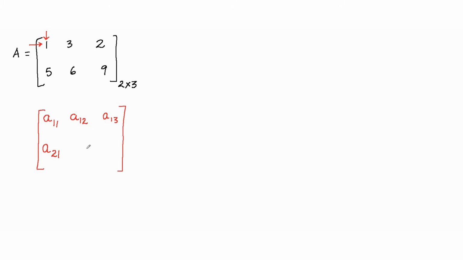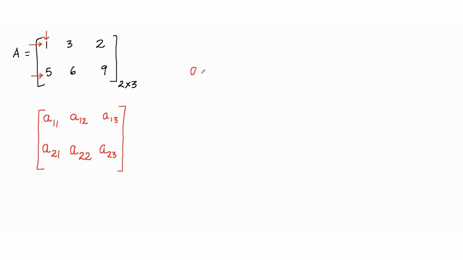The element 6 falls in the second row. So I would write element 6's position as second row and second column. And the position of element 9 is second row, third column, right? So this is how we always label the position of all the elements in this matrix.